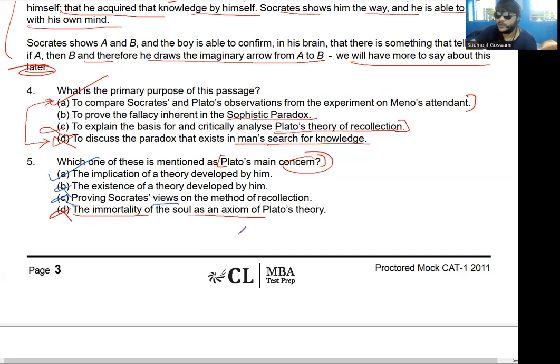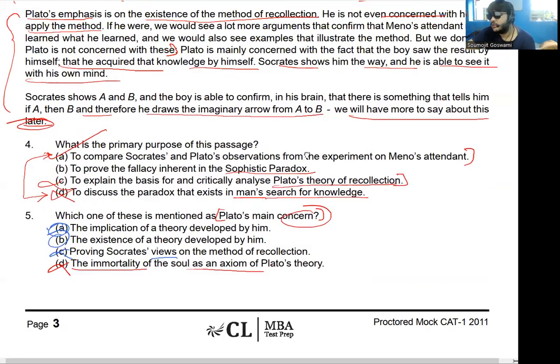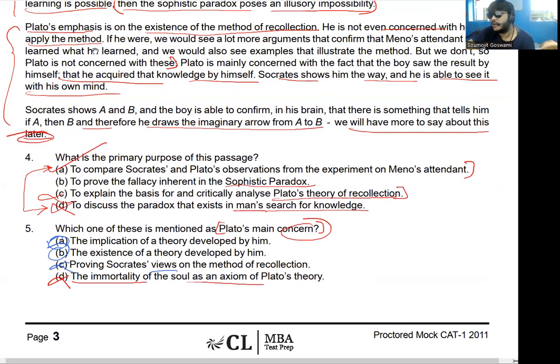Sure. Okay. So at this point, I can also say that B is also a good competitor. So between A and B, I have this thing: the implication of a theory of it. Okay, so if you look here, he's not concerned with how to apply the method. His emphasis is on the existence of the method of recollection. Okay, the existence of a theory developed by him. So I can say B is a good contender. So B can be the answer as well. Okay, A, implication, no, he may not be that much interested in it.